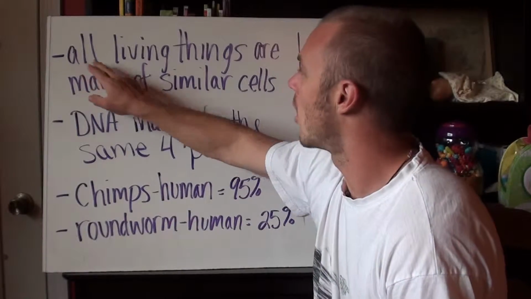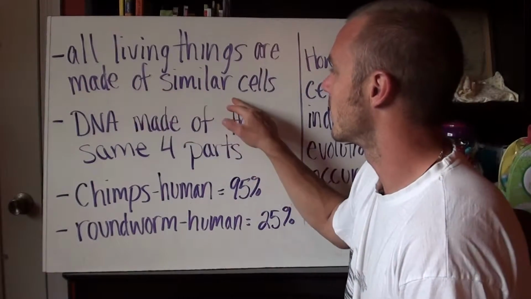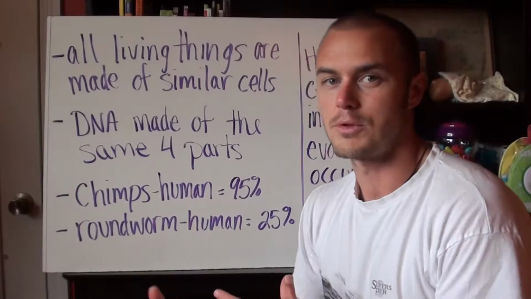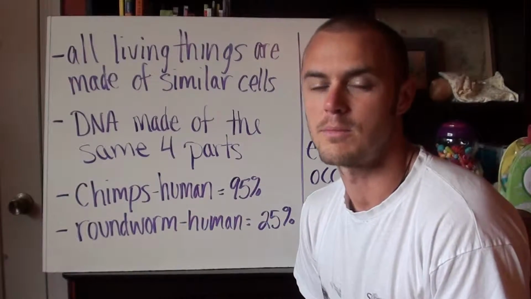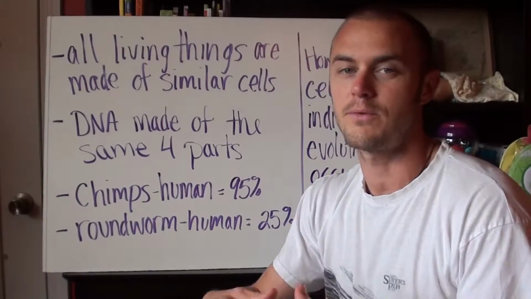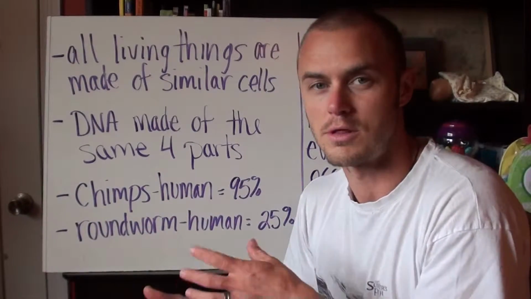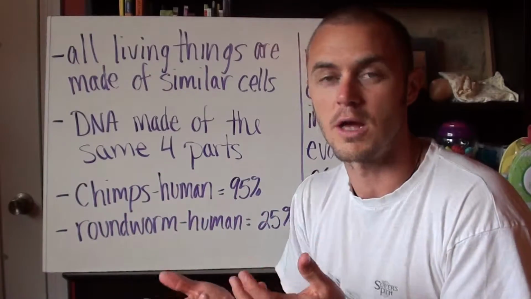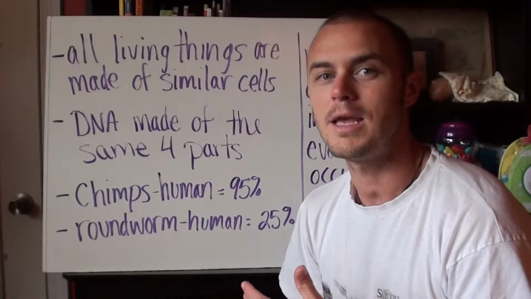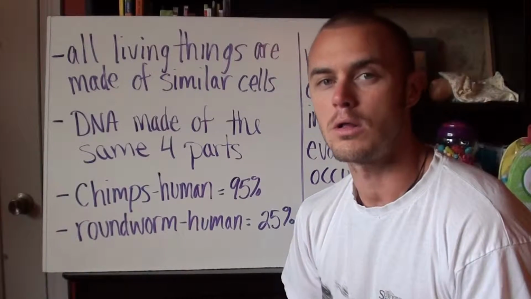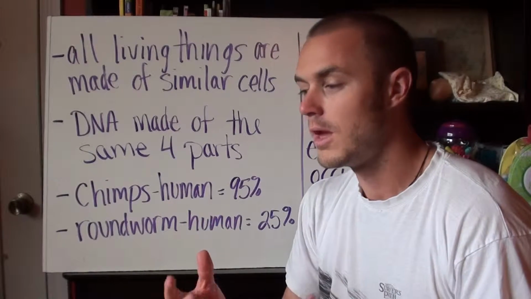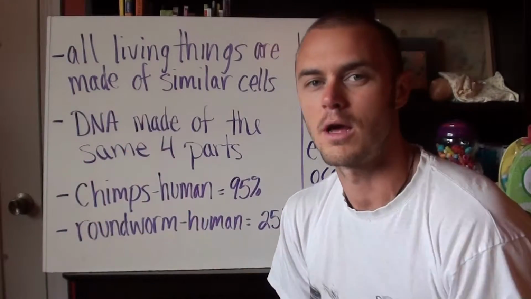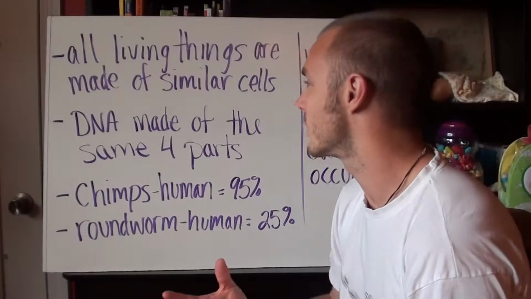The first idea is that all living things are made of similar cells. So all animals are made from animal cells, and they all share a lot of similar characteristics. And then all plants are made from plant cells, and they all share similar characteristics. And even between animal and plant cells, they also share a lot of similar characteristics. And so the idea is that because all living things are made of cells, they share some very, very distant ancestor that was also made of cells.